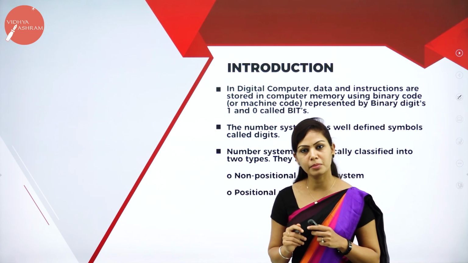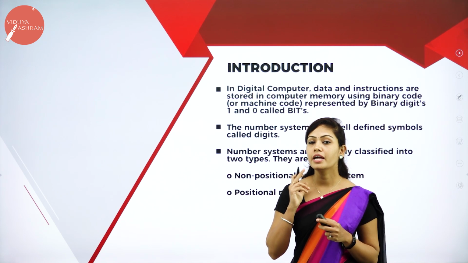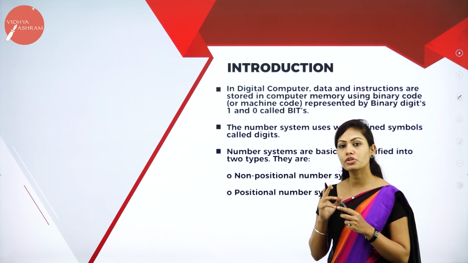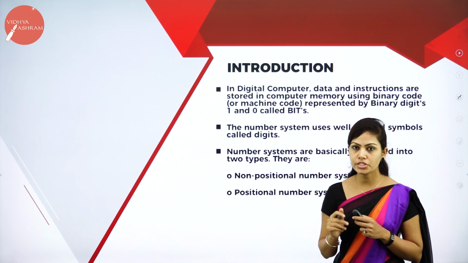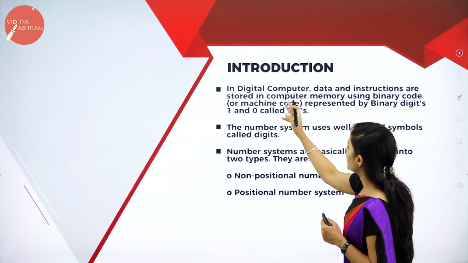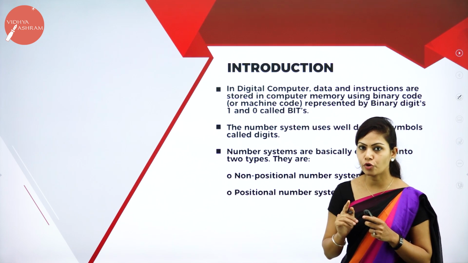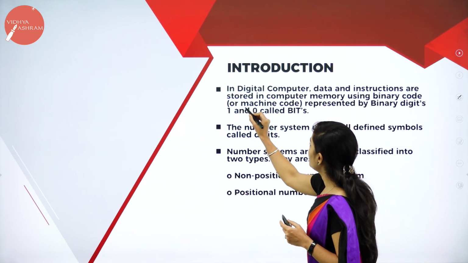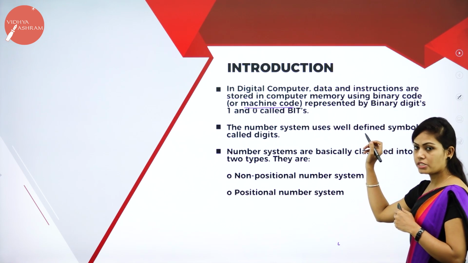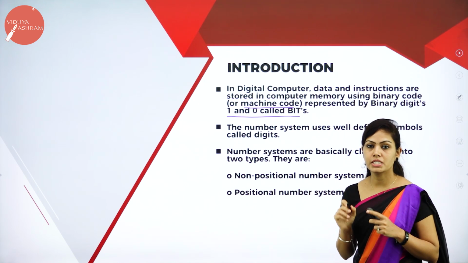So what is number system? Number system is the system of naming and representing numbers. Number systems are representation of the numbers. In digital computer, data and instructions can be stored in computer memory using binary code. Binary code means it is machine readable code. It is a machine code represented by binary digits called 1 and 0. It is called as bits.